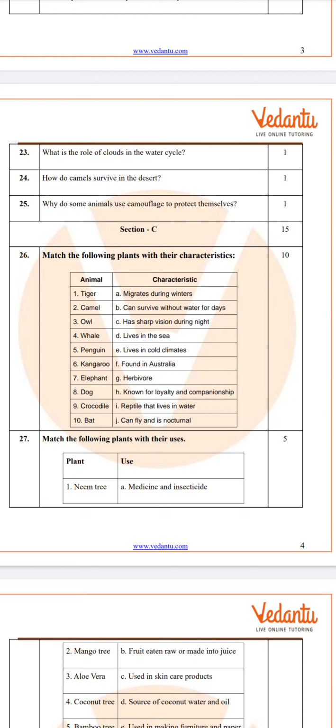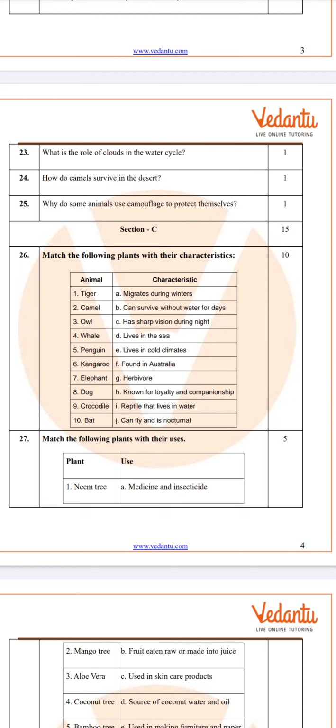Next is section C. So I will read out the correct answer. All of you listen carefully. Tiger has sharp vision during night. Camel migrates during winters. Owl can fly and it is nocturnal. Nocturnal means those which are active at night. Okay. Whales live in the sea.